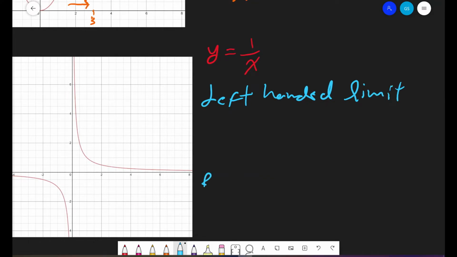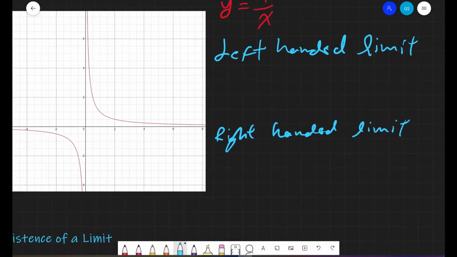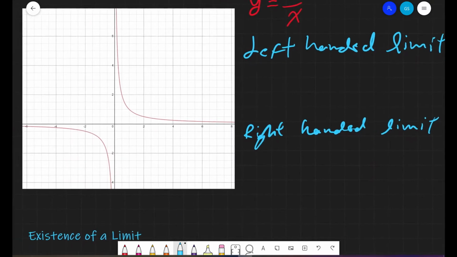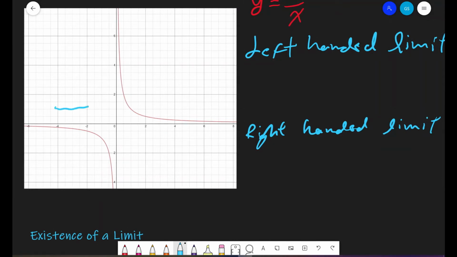And also a right-handed limit. So with a left-handed limit, what you're doing is you're basically splitting up the limit. A left-handed limit means coming from the left, as it says, left. And then a right-handed limit means coming from the right.